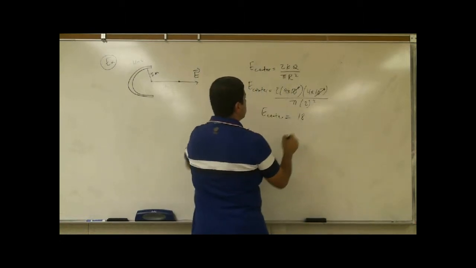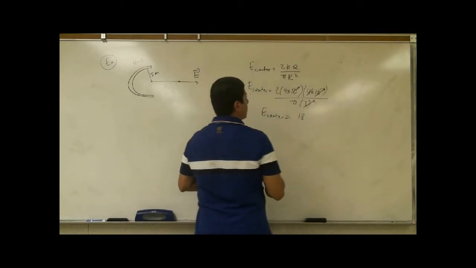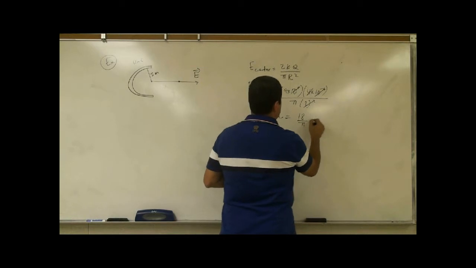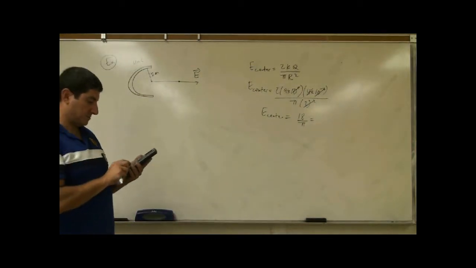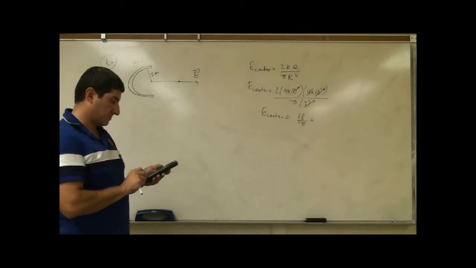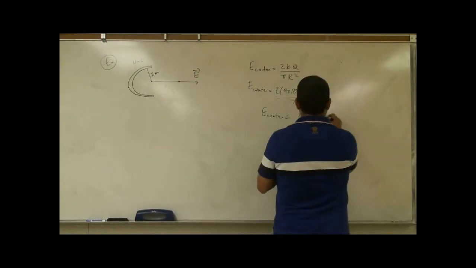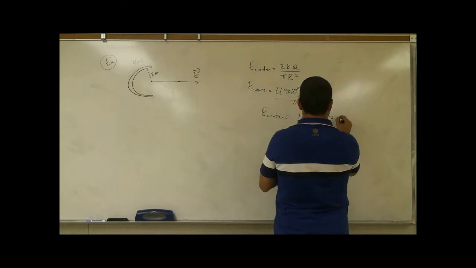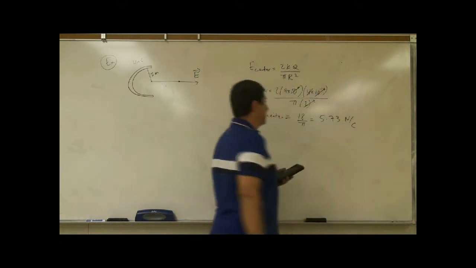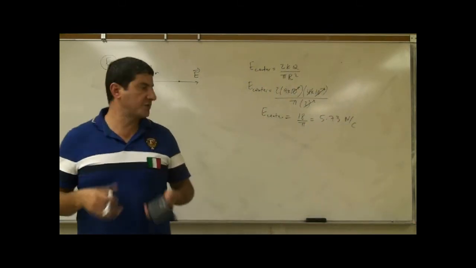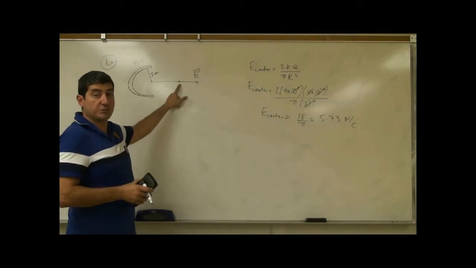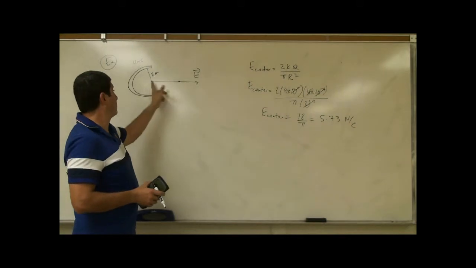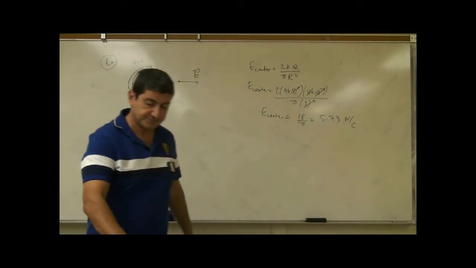18. 2 times 9 is 18. 2 squared is 4. 4 and 4 cancel. 18 over pi. So let's calculate that. 5.73 newtons per coulomb. So the electric field at the center is 5.73. So let's see what the electric field there is going to be. We expect it to be weaker, right, than 5.73.